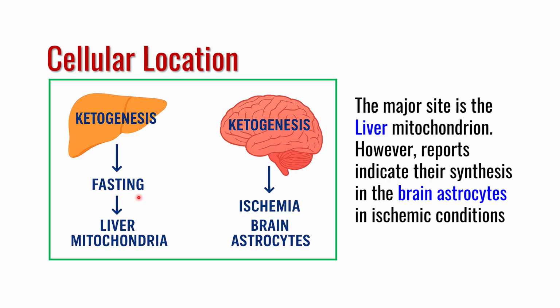The major site of ketone body synthesis is the liver mitochondrion in prolonged fasting and starvation. However, there are reports indicating their synthesis in the brain astrocytes during ischemic conditions. So let us discuss biosynthesis of ketone bodies, which is also called ketogenesis. It completes in 5 steps utilizing 5 different enzymes.